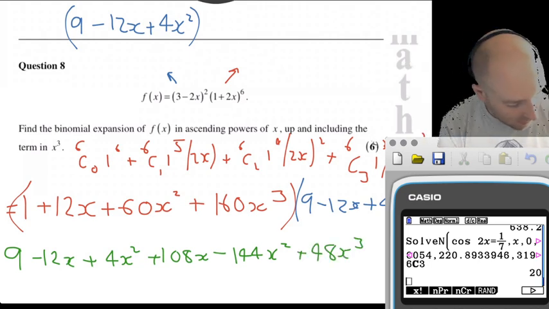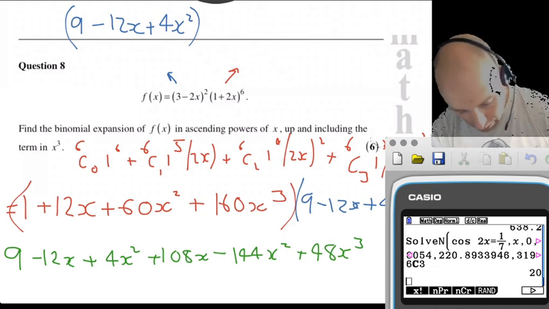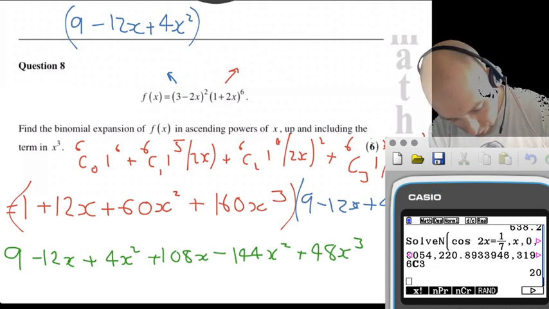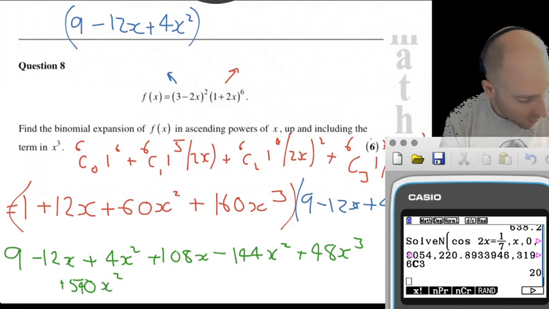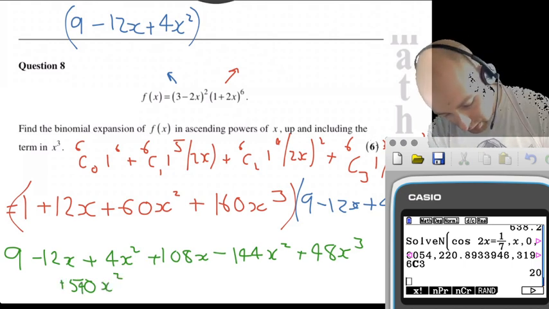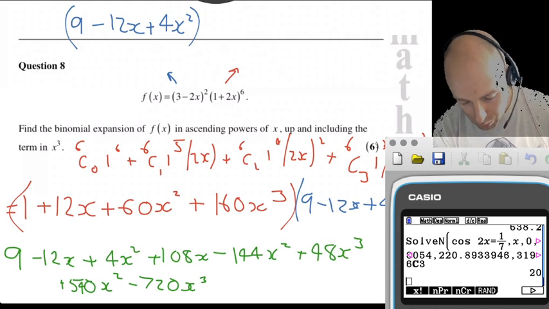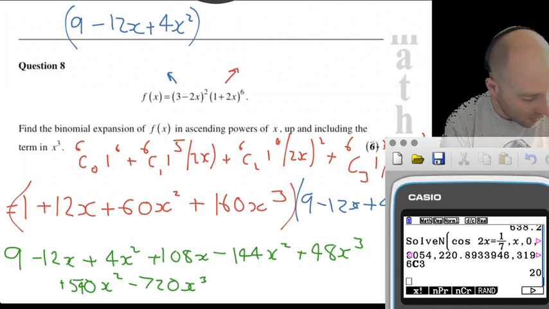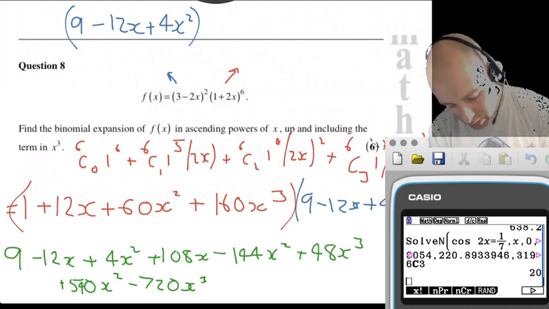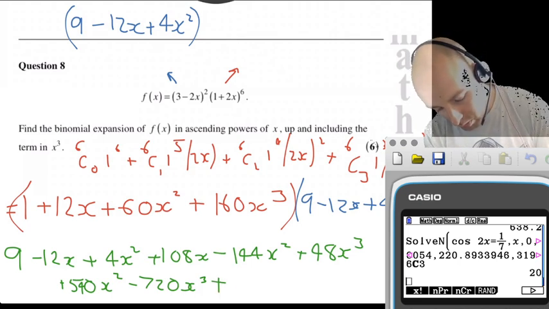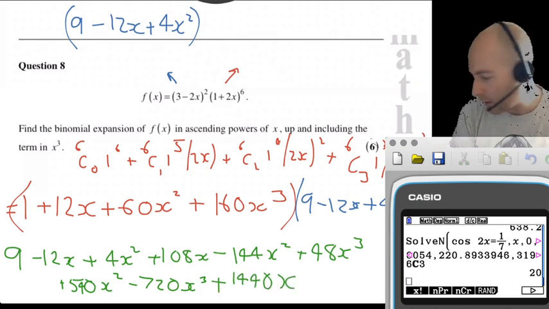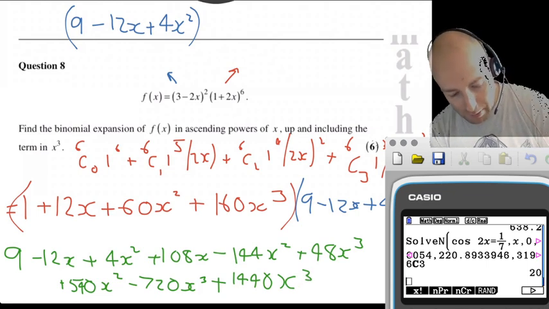Next one, we're going to get 60 times 9, so 540x squared. We're going to get 12 times 60, so minus 720x cubed. I'm not going to do the last bit because that'll give us power 4. And then the last one, 160 times 9, which is plus 1440x cubed. So there's my full expansion.